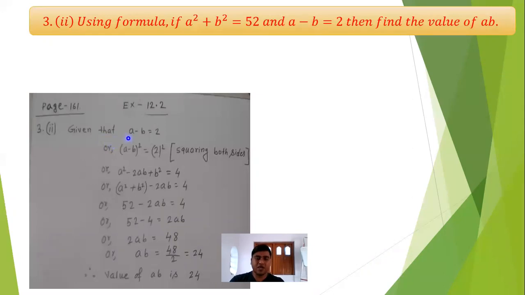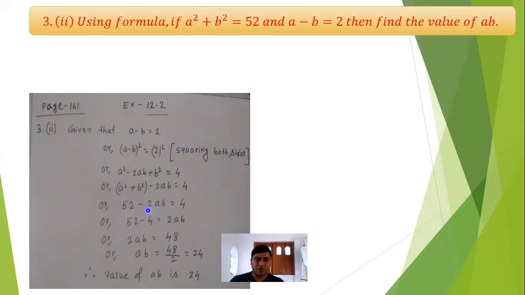Given that a minus b equals 2, now squaring both sides. (a - b) whole square equals 2 whole square. Now (a - b) whole square equals a square minus 2ab plus b square equals 4, or a square plus b square minus 2ab equals 4. Now putting the value of a square plus b square. a square plus b square is 52.